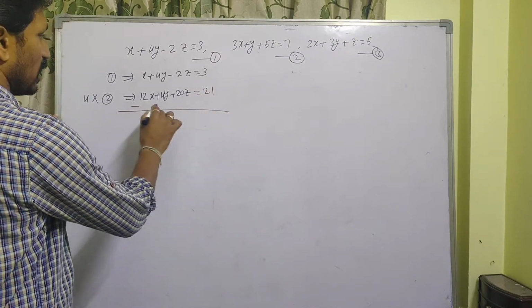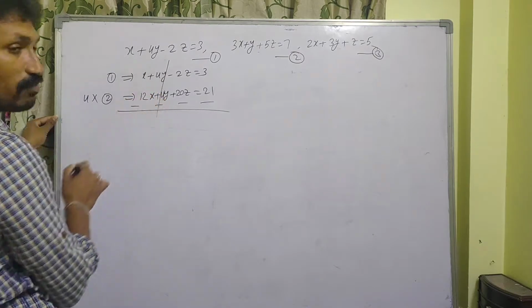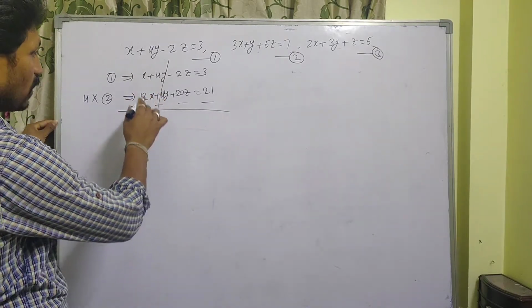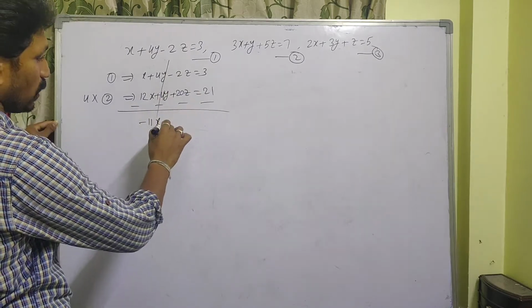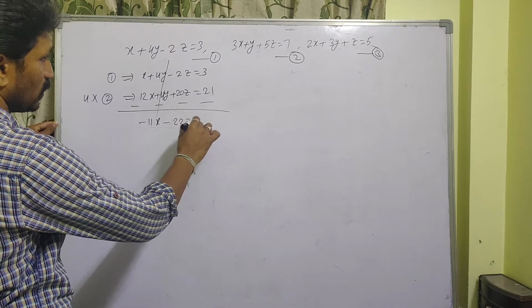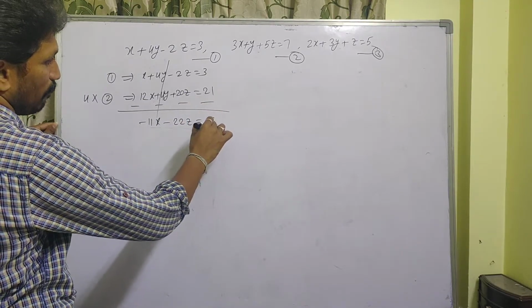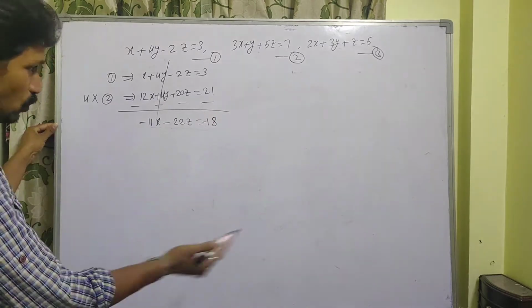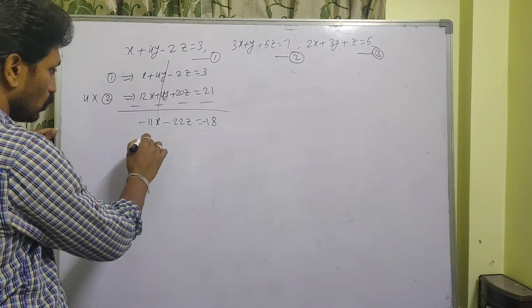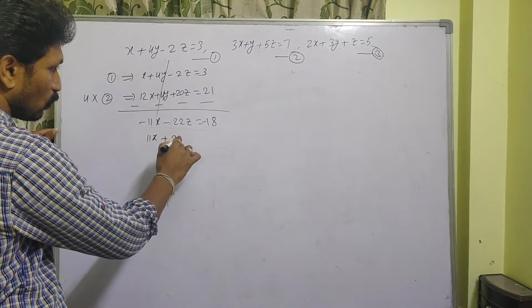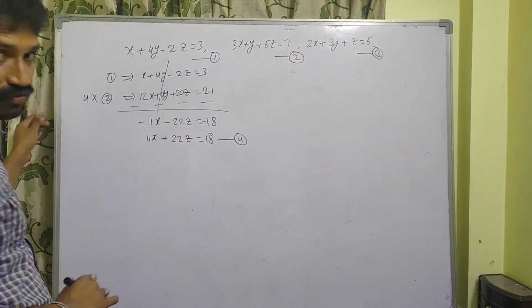Now you subtract, then 4y gets cancelled. So x minus 12x is minus 11x, minus 2z minus 20z is minus 22z is equal to 3 minus 28, that is nothing but minus 25. So if you want to cancel the minus by taking minus common, we have 11x plus 22z is equal to 25. This is the fourth equation.